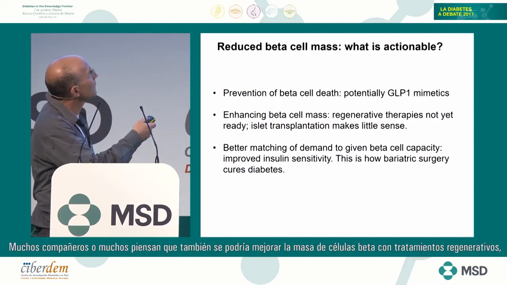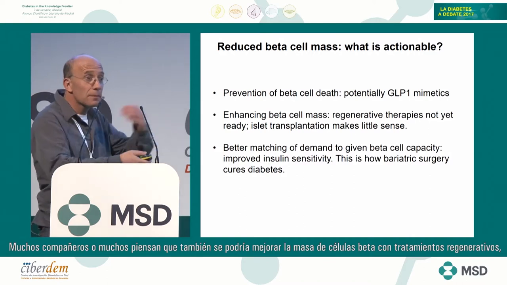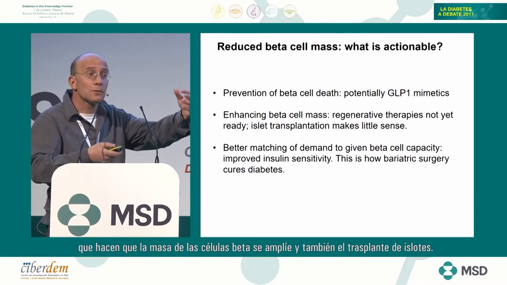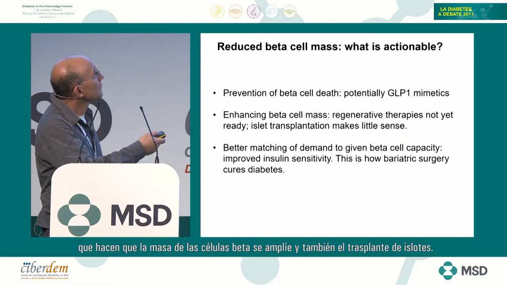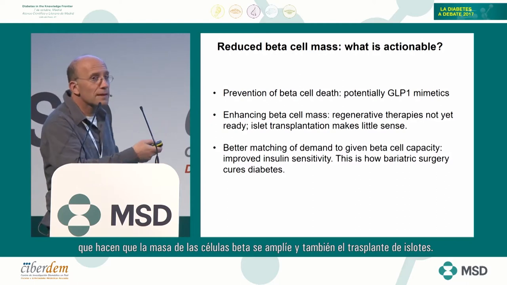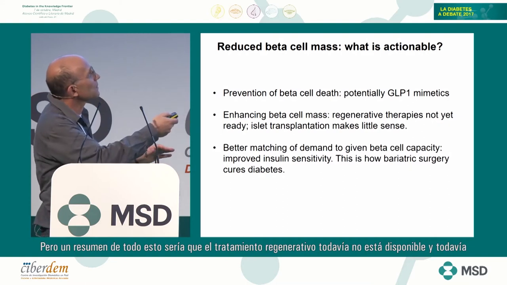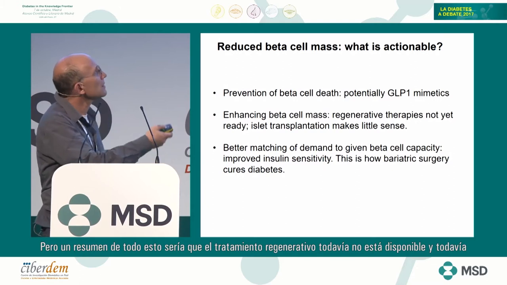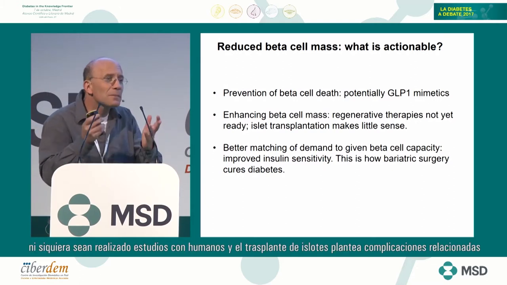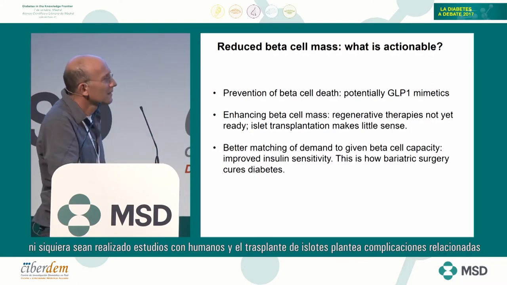Many people are entertaining the idea of enhancing beta cell mass in type 2 diabetes by regenerative therapies causing beta cell mass to expand. My lab is working extensively on that, and alternatively islet transplantation. But the short summary is that I think regenerative therapies are far from being ready for prime time for human studies, and islet transplantation in type 2 diabetes, with all the complications associated with immune suppression, is not realistic at this stage.